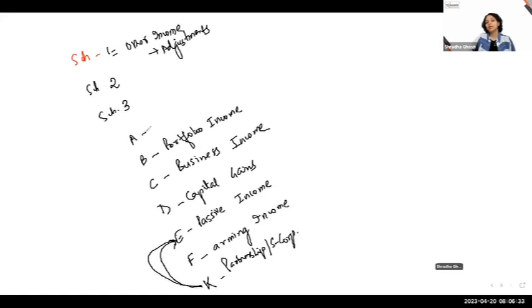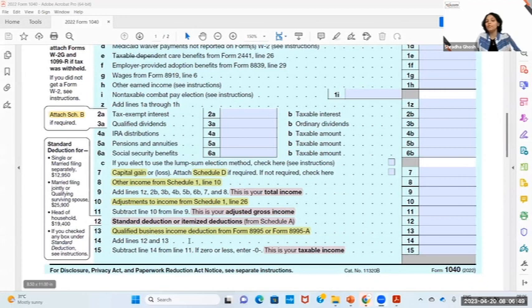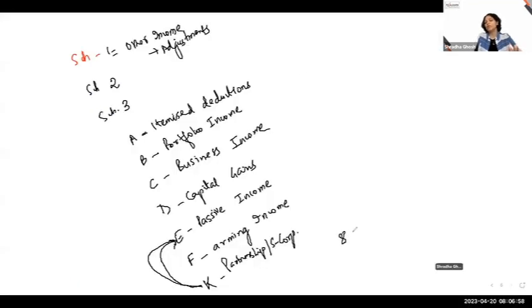Schedule A is actually your itemized deductions. You remember itemized deductions or standard deductions, whichever is higher, that will be Schedule A. I will show you these schedules also, don't worry. Now, qualified business income deduction is Form 8995. You need to know this, by the way. So these are some bigger ones that I want you to remember. Form 8995 is your qualified business income deduction. Keep that in your mind.